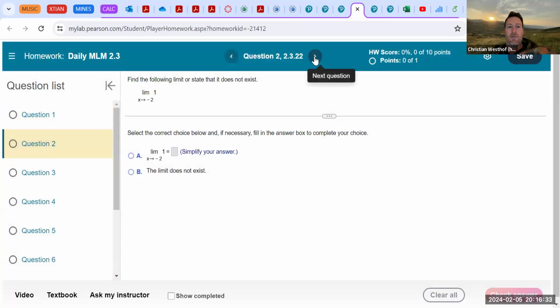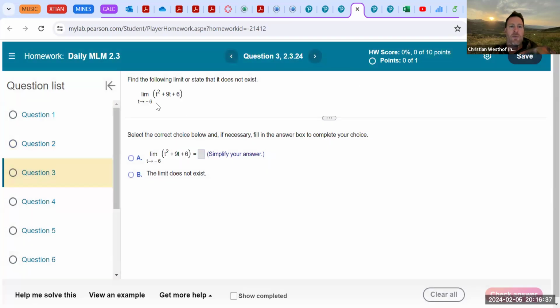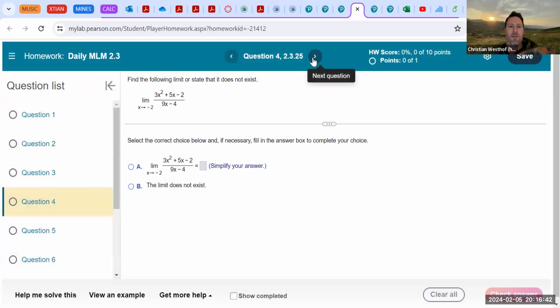Take a limit like that: the limit of a constant is the constant. Here, take a limit, you plug in the -6, it is what it is, that's your limit. Question 4, plug in the -2, see what happens.